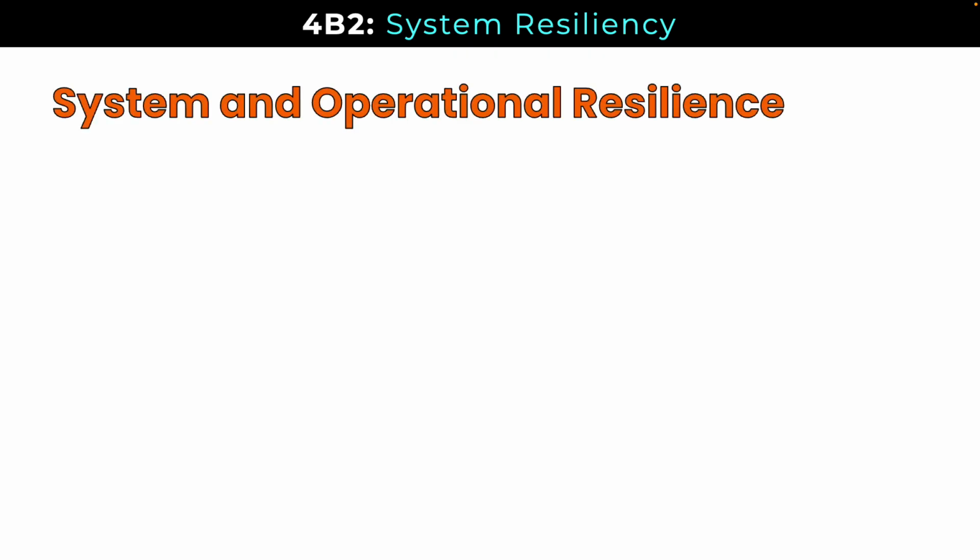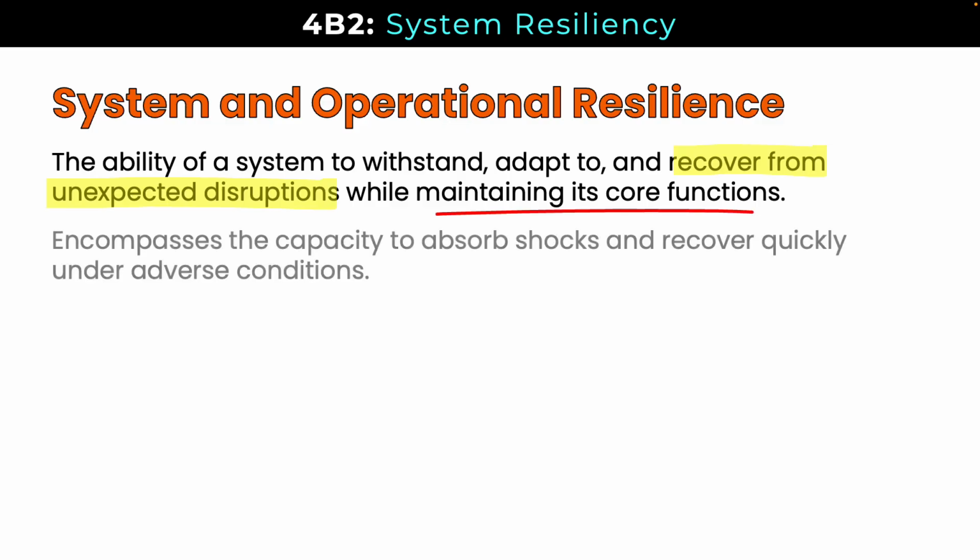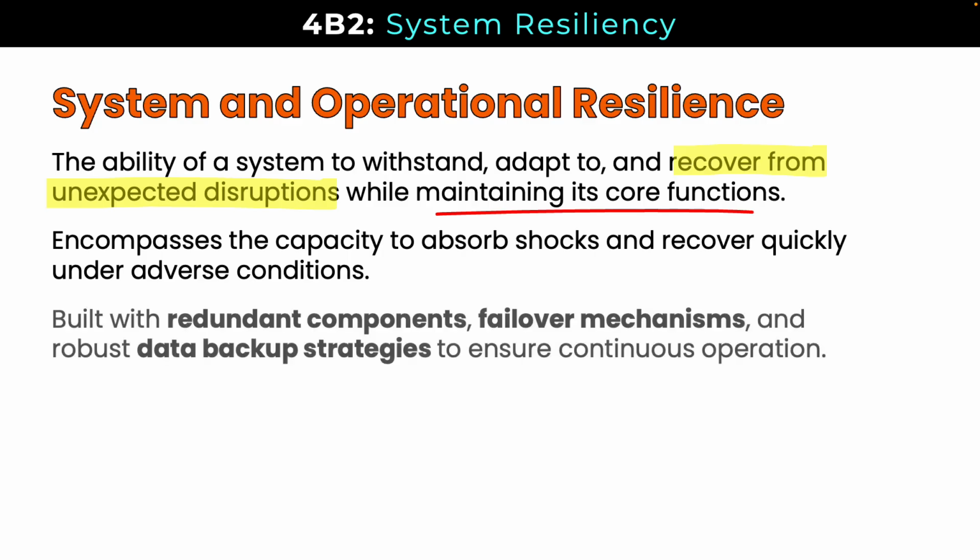So let's talk about system and operational resilience. The ability of a system to withstand, adapt to, and recover from unexpected disruptions while maintaining its core functions, that's system and operational resilience. It encompasses the capacity to absorb shocks and recover quickly under adverse conditions. Now, we build these with redundant components, with failover mechanisms, and data backup strategies to ensure continuous operation wherever we can. We're looking for redundancy, failover, and backup.